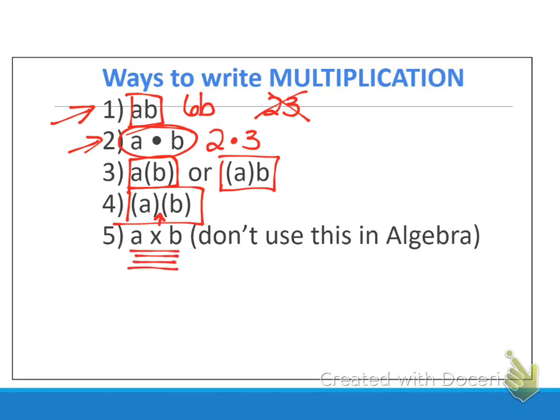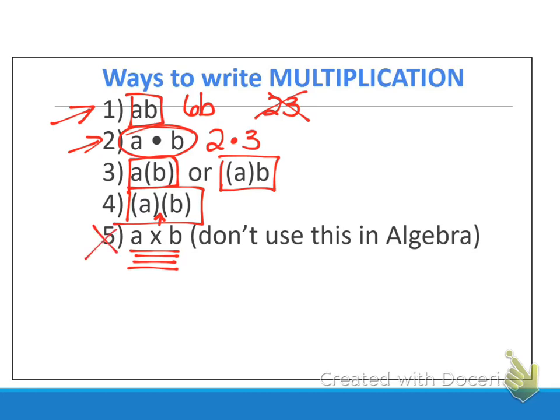Who knows why? Raise your hand if you know why. That would be a very bad idea. Why, Jack? X would appear to be a variable. Yeah, because that really would mean A times X times B. But that's not what it means. So that's why we don't use this very often in algebra.